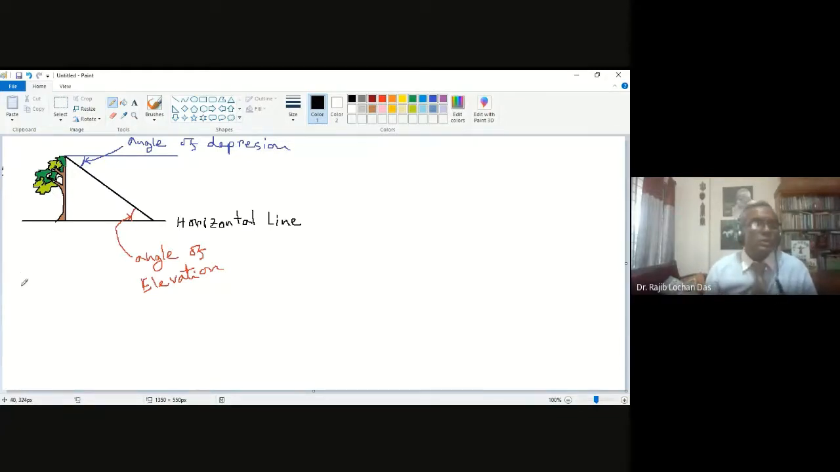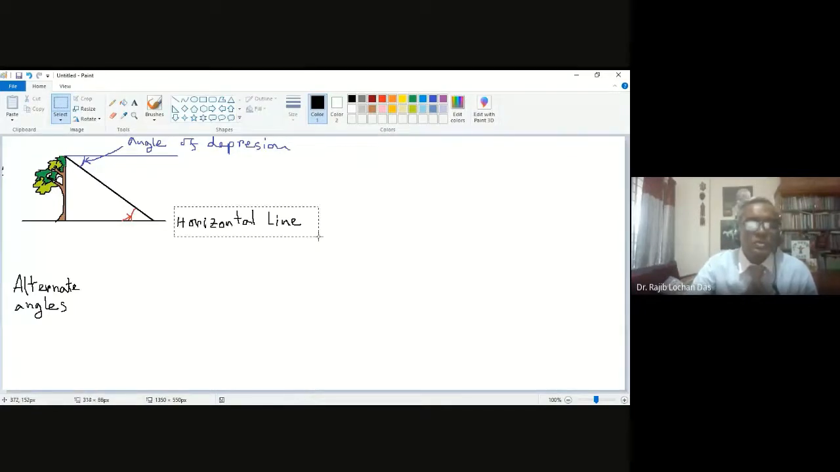Maybe not. Okay, so these are called alternate angles. Alternate angles are equal. So this is the theory in geometry, and we can apply this theory here. Now let me make a question here. So angle of elevation is given, maybe.